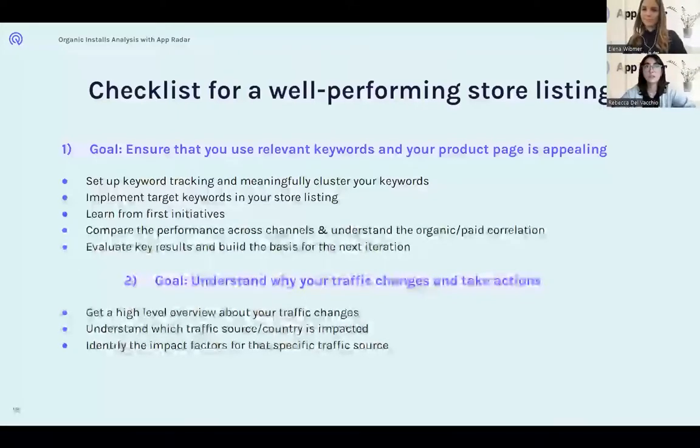And then for the analysis part, let's go back into the checklist, is you try to understand why the traffic changed and how you can overcome any negative changes that you didn't mean to have happen. First thing, you try to get a higher level overview that you can do very nicely on the dashboard. Then in the next step, you try to understand which traffic sources and which countries might be impacted. And then finally, you try to understand what impacted those sources. And then you try again and do your best to overcome those changes, basically.